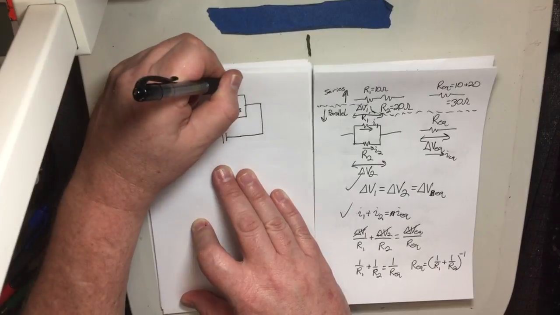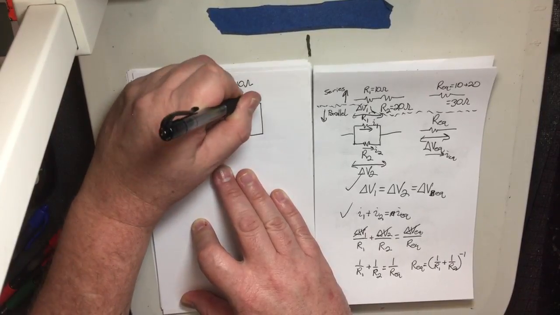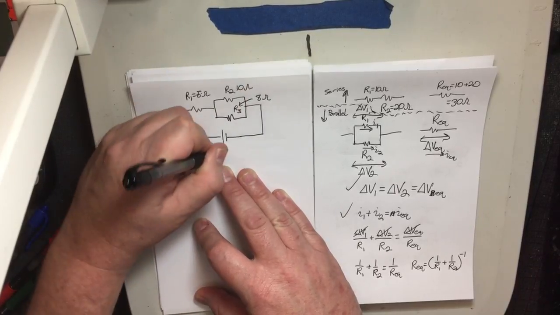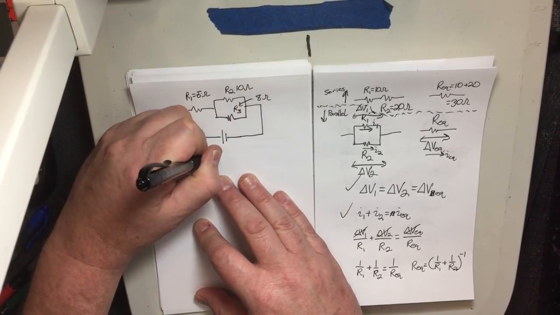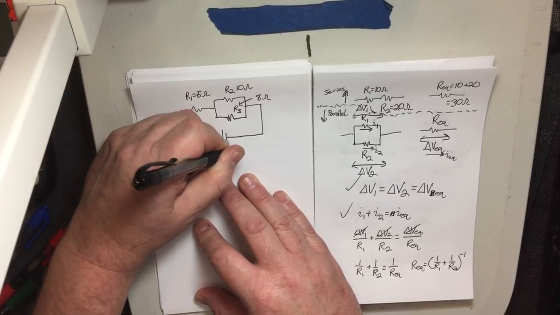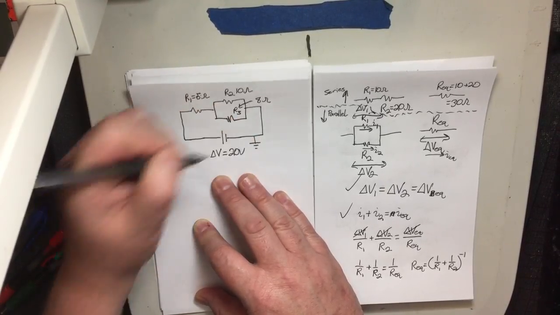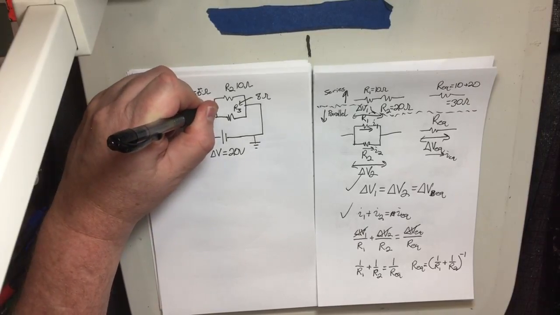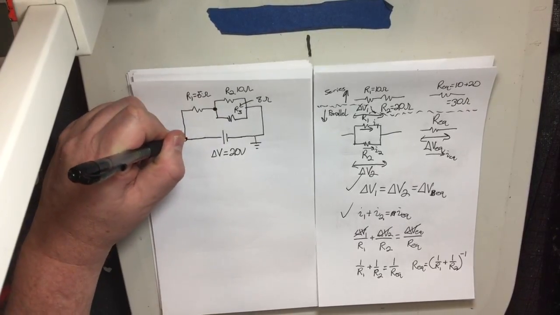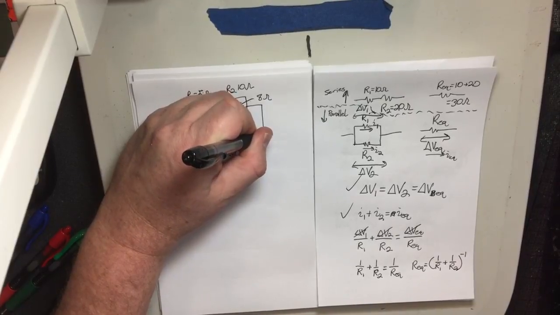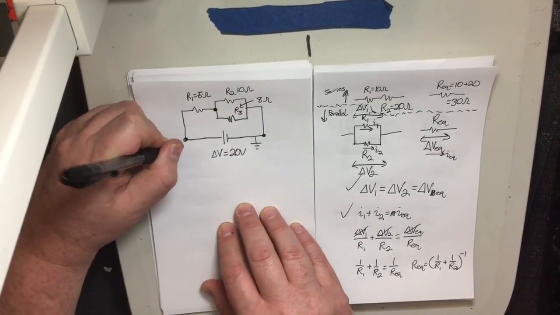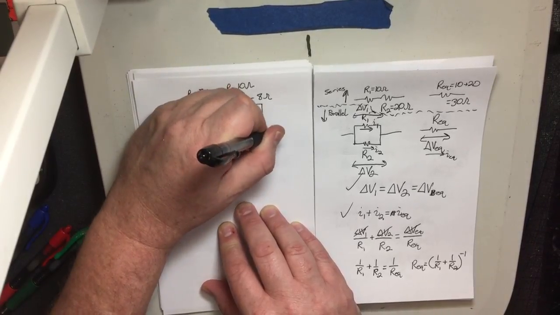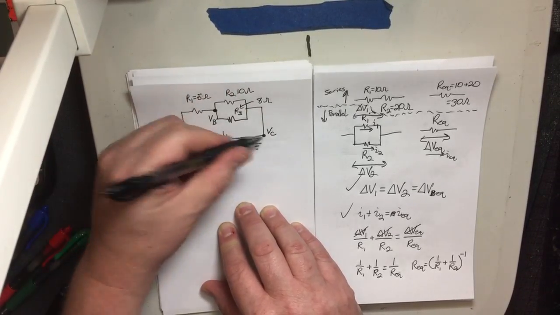Five ohms, 10 ohms, 8 ohms. The battery is 20 volts. Put that there. And what I want to know is the potential at A, potential at B, potential at C. These are points A, B, and C.